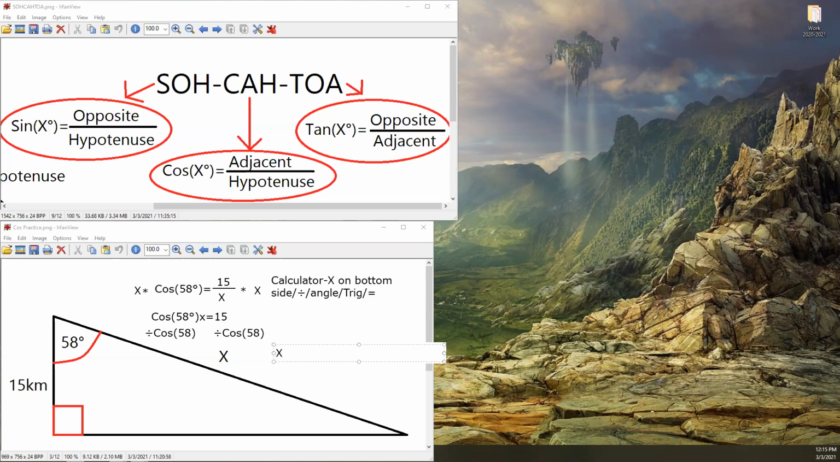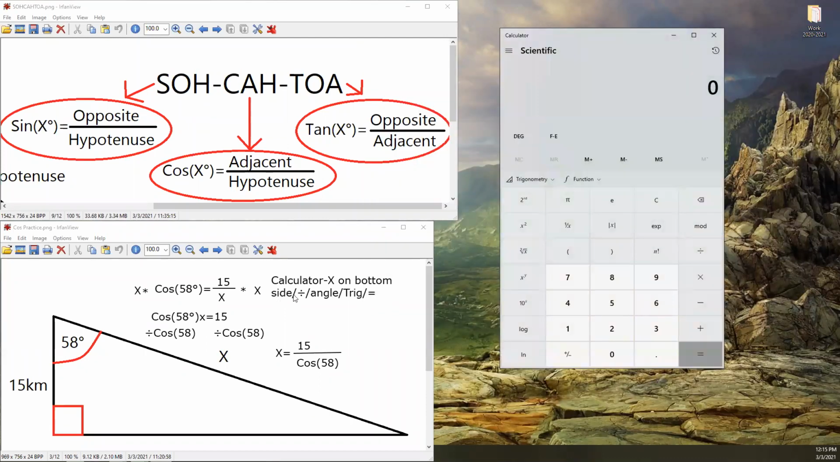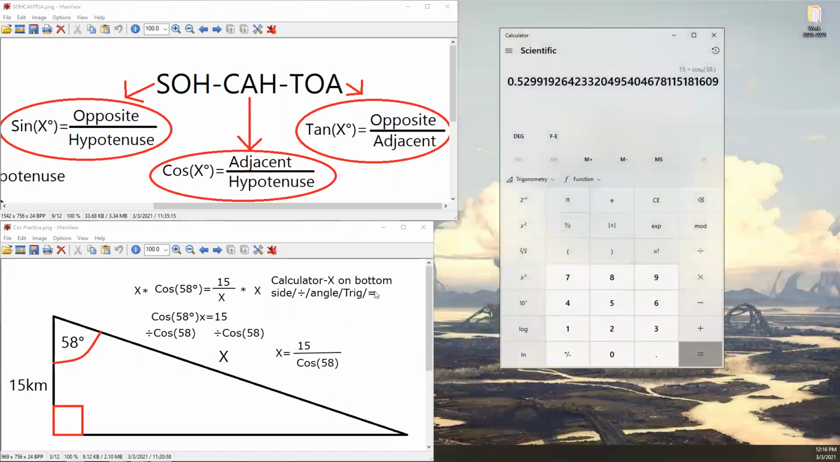So you'll have x equals 15 over cosine of 58. There it is. All right, now for those of you who worked ahead, good job. I hope you did. But we're going to do it now. Following our little calculator, we got 15 divided by, now we got to put the angle in first, 58, then the trig function, cosine, and then you have to hit equals, and you got it.